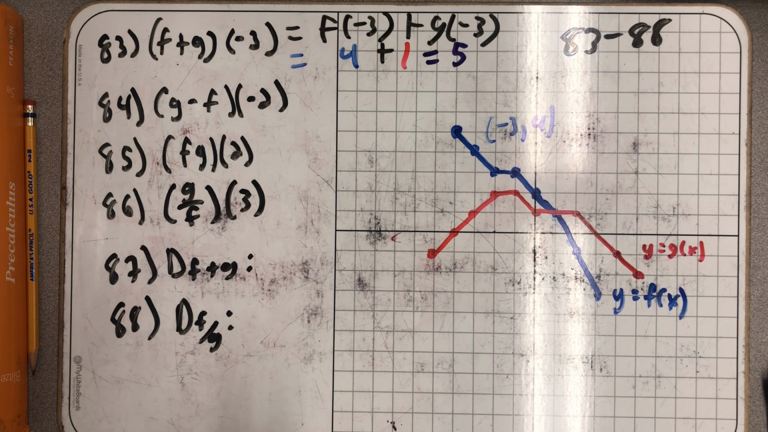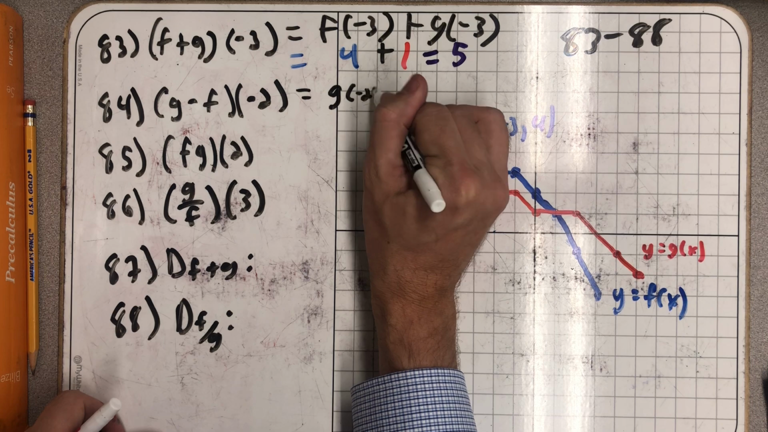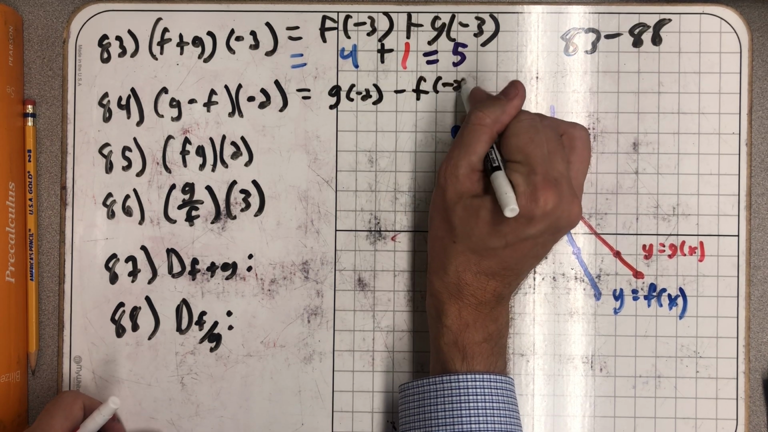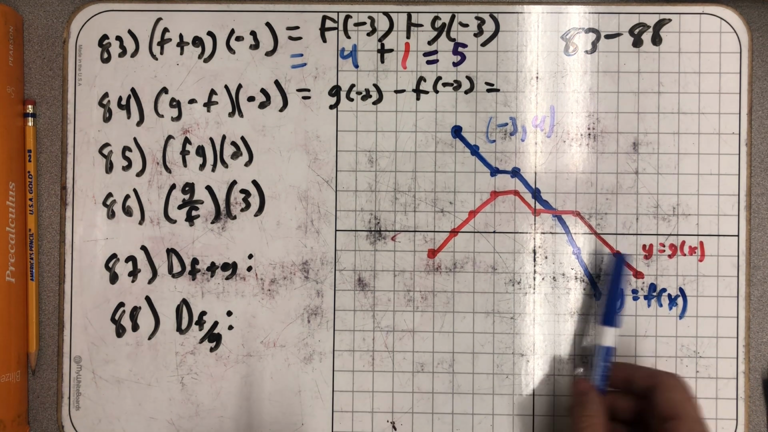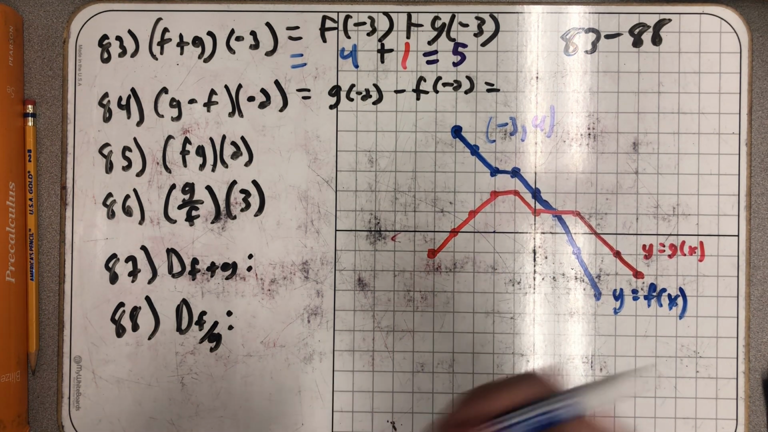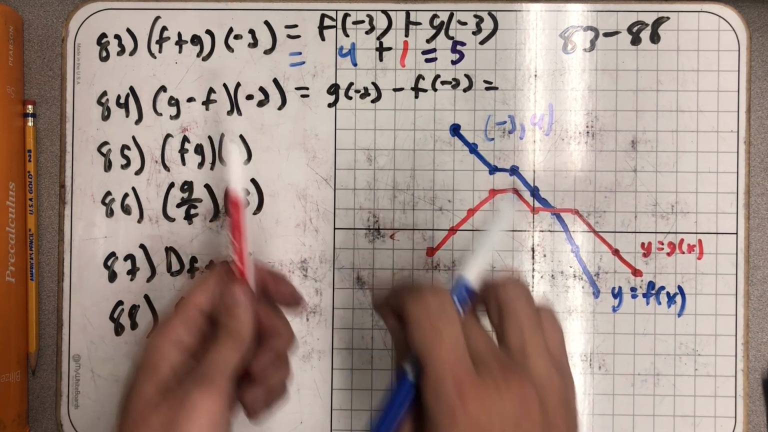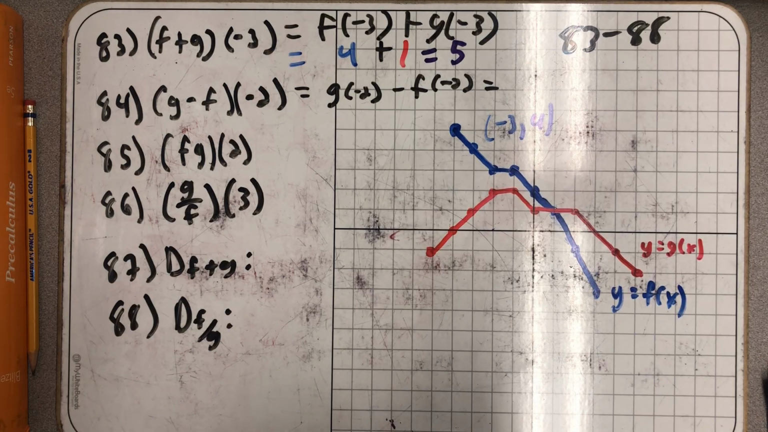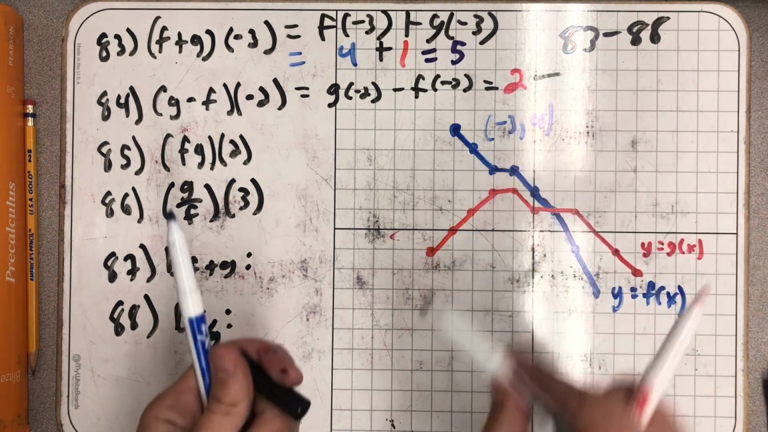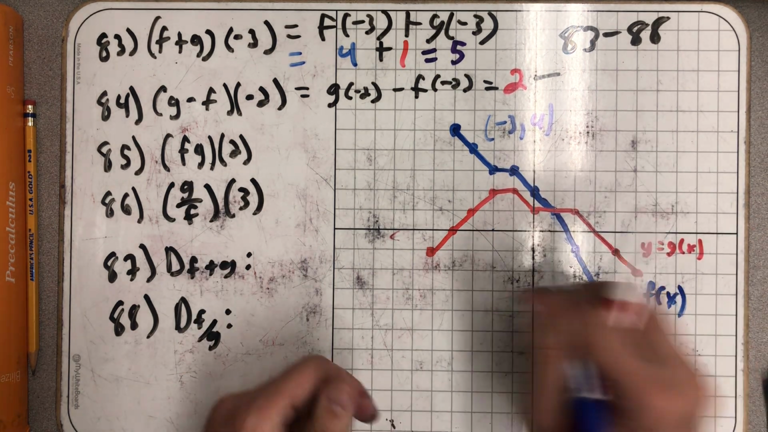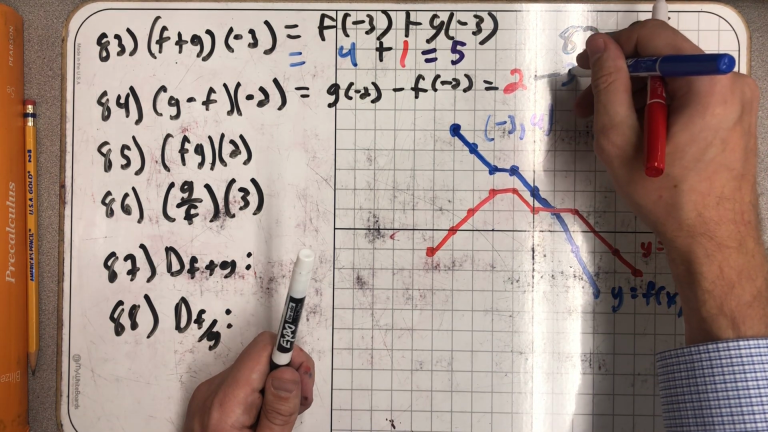All right, so for g minus f of minus 2, I have g of minus 2 minus f of minus 2. So again, let's find those y values. I need to find g first, g of minus 2. G of minus 2 is 2. Minus f of minus 2. F of minus 2 is 3. So my final answer here is minus 1.